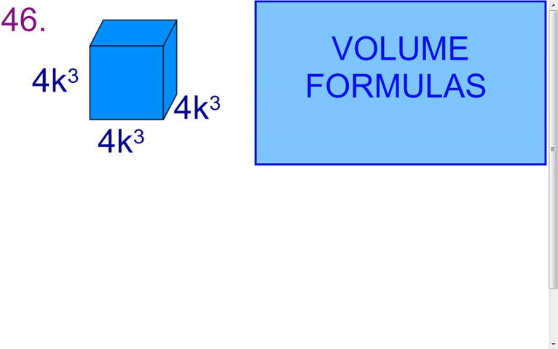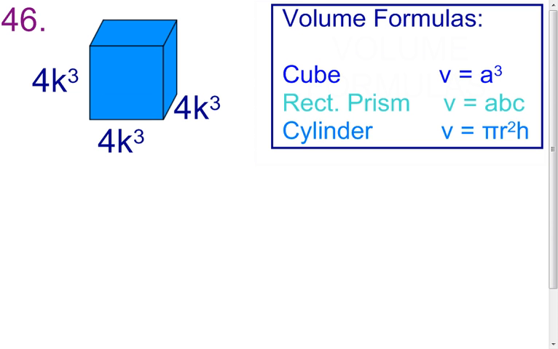Volume formula. The volume for a cube is each side cubed, which is this. The rectangular prism is a times b times c, and the cylinder is pi r squared times h. So this is a cube since all 3 sides have the same length. So I would take 4k to the 3rd cubed. I'm using this formula right here. A is 4k to the 3rd.